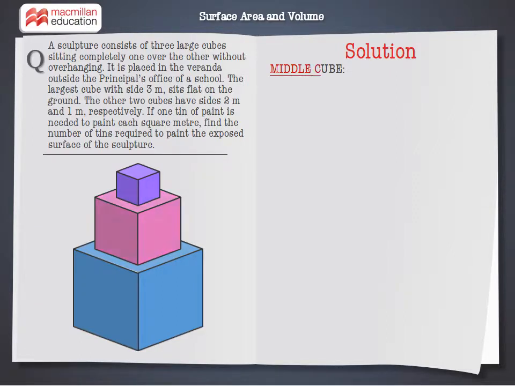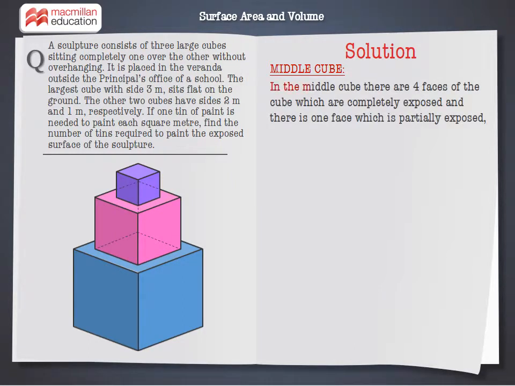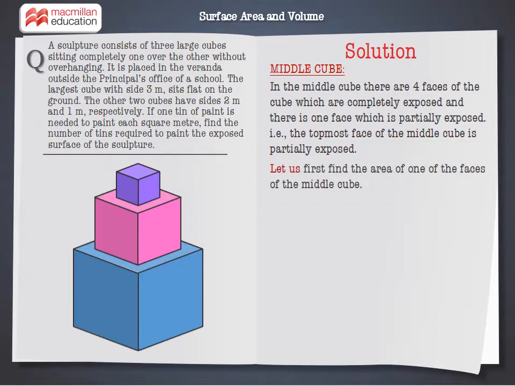Now, let us consider the middle cube. In the middle cube, there are 4 faces of the cube which are completely exposed, and there is one face which is partially exposed. That is, the topmost face of the middle cube is partially exposed. Let us first find the area of one of the faces of the middle cube. Given side is equal to 2 meter. Area A is equal to length into breadth, which is equal to 2 into 2, which gives us 4 meters squared.